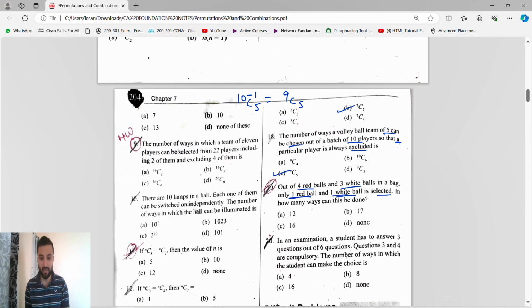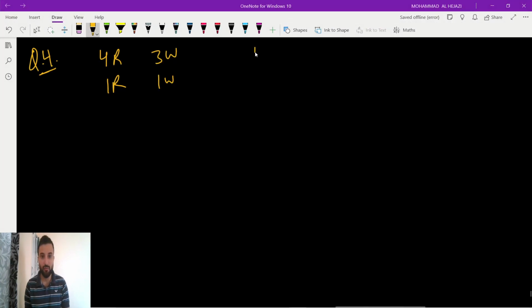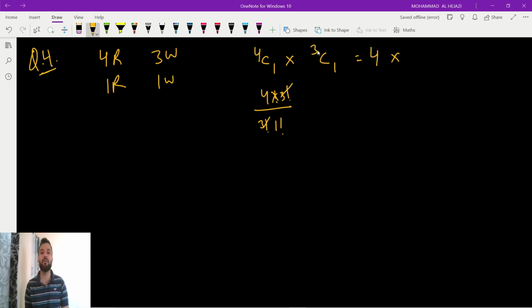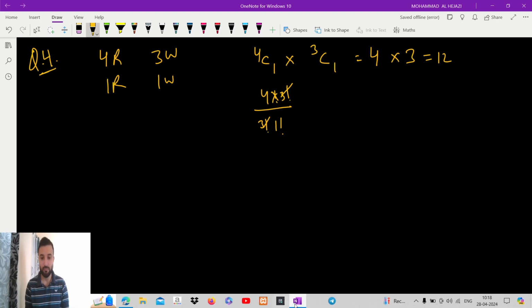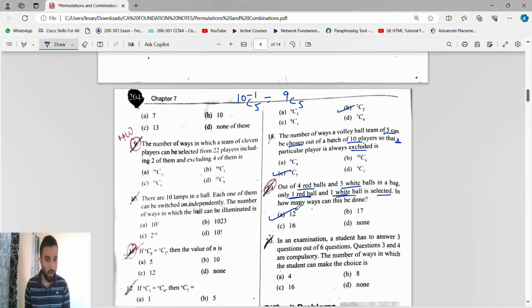In how many ways can this be done? So very simple. From 4 red we have to select 1 red, and means multiply, from 3 white we have to select 1 white. That's it. 4C1 is what? 4, because 4 factorial divided by 3 factorial into 1 factorial. And 3C1 is 3 only. So 4 times 3 is 12. Answer is 12.